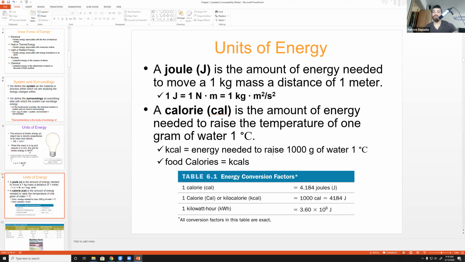So that's where you get this conversion of 1 calorie equals 4.184 joules, meaning that moving a 1 kilogram mass 4.184 meters is equivalent to the energy required to change the temperature of 1 milliliter of water by 1 degree Celsius. That's only a milliliter of water.